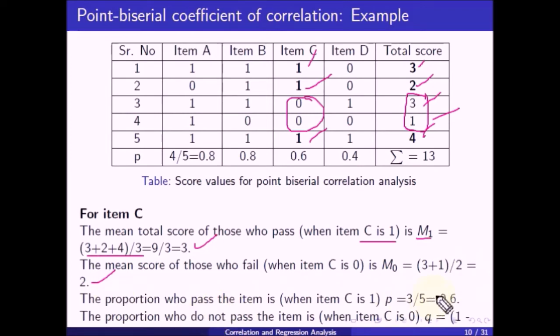Now the proportion is what? Out of 5, you can see here, total three 1s are there. So P is what? 3 by 5. And similarly, what will be the Q? It is 1 minus P. So it is 2 by 5.